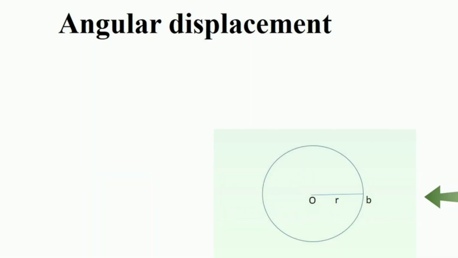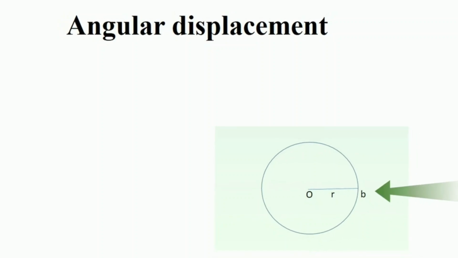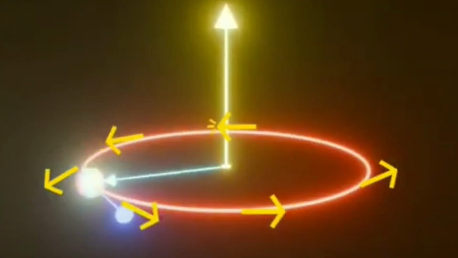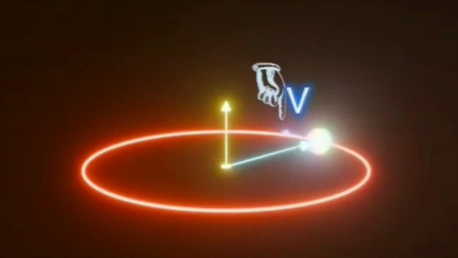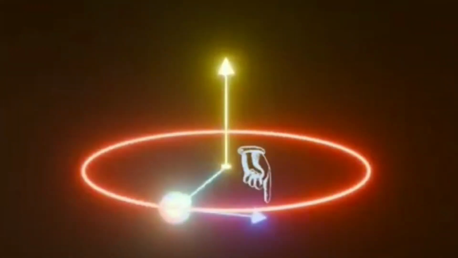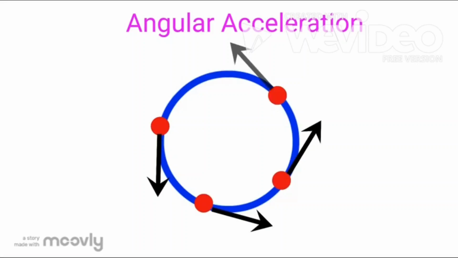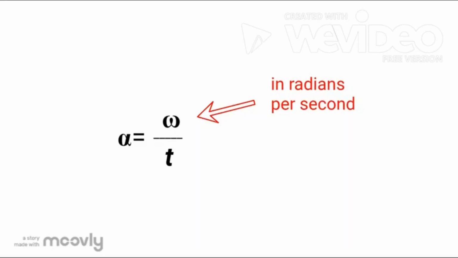Angular displacement. The angle through which an object rotates, measured in radians. Angular velocity. The rate of change of angular displacement, measured in radians per second. Angular acceleration. The rate of change of angular velocity, measured in radians per second squared.